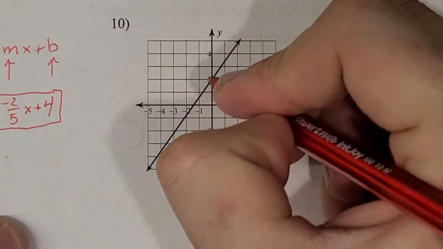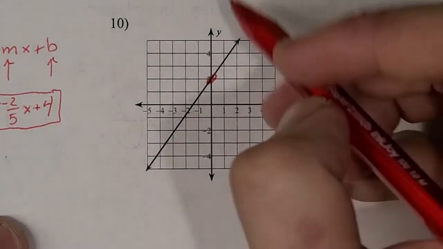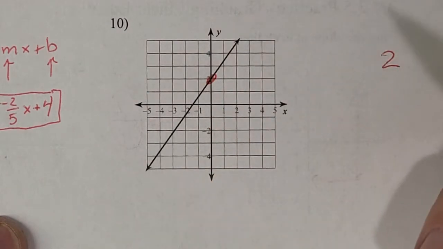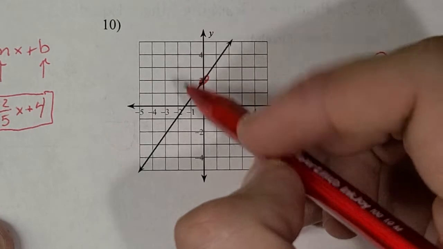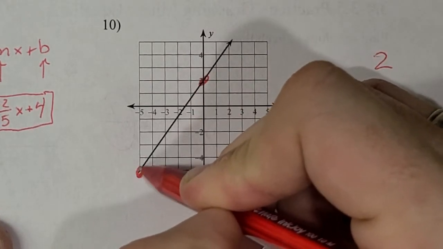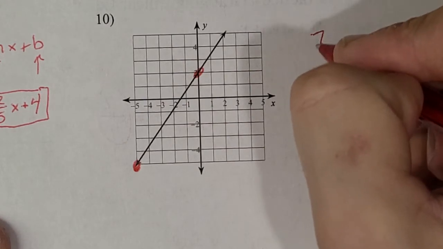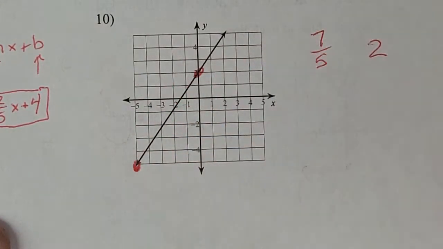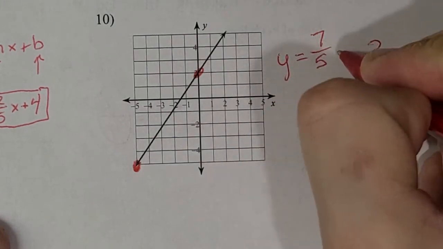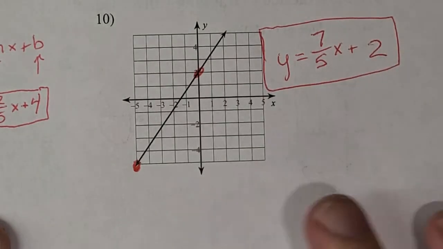Same thing here. I have got a y-intercept of 2, and a slope of, let's find another nice point here. Oh goodness, I think it's this one all the way down at the bottom. Some of them are close, but that looks like 7 over 5. Up 7, to the right 5. So y equals 7 over 5 x plus 2.